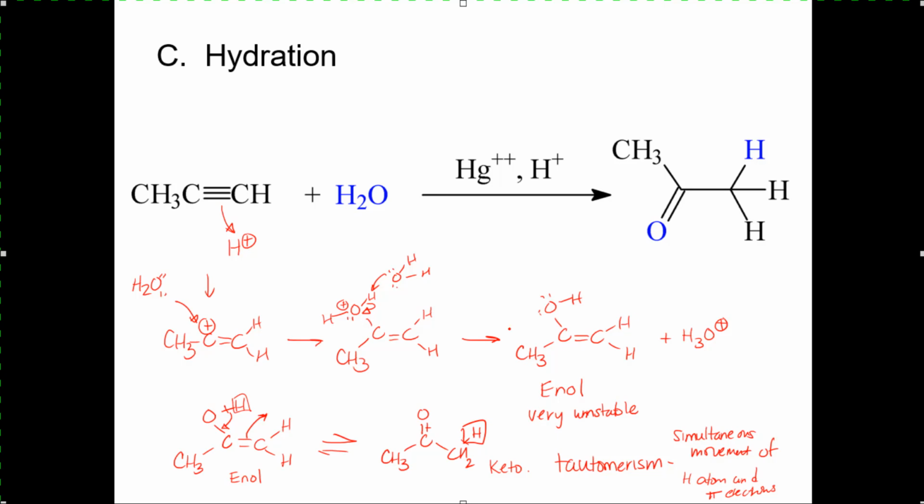So run-of-the-mill simple enols are very unstable and immediately form ketones. As a matter of fact, I don't know, it's probably only been within the last, let's say, 10 or 15 years that anybody's gotten a structure of the enol of acetone, because it is so unstable.